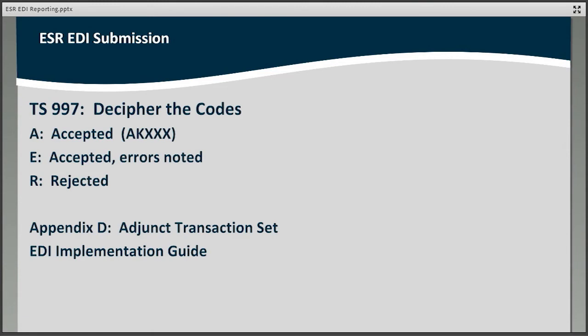When you download a report and wish to see if the codes displayed will indicate the submission was accepted, the following may assist. If your codes begin with an A, possibly an AK, and then are followed by additional numerals, this will indicate the submission was accepted. If the code begins with an E, this means that the submission was accepted, but there were errors detected that will require correction. And finally, if the code begins with an R, then the files were rejected. This will also require further review and resubmission to USDA. Appendix D of the ESR Implementation Guide, available on USDA Link's Training and Resource Library, includes additional assistance for these TS997 codes.